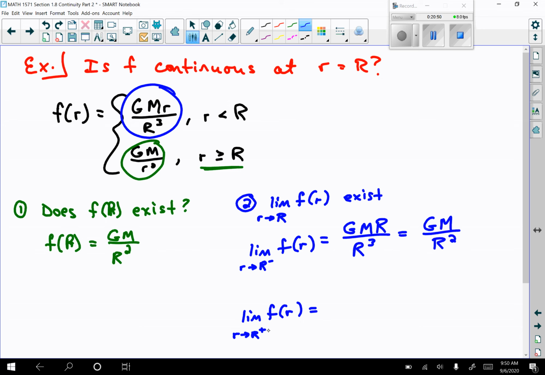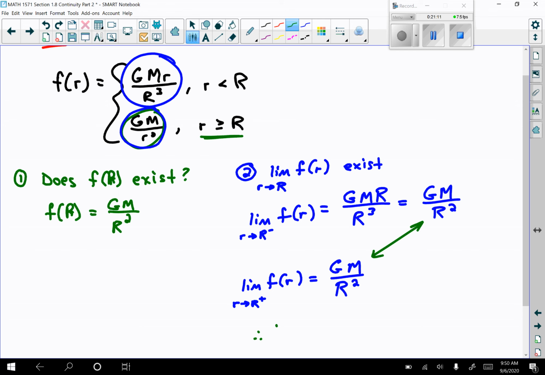And then the limit of f of lowercase r as lowercase r approaches capital R from the right means lowercase r is going to be greater than capital R, so I'm looking at the bottom one. So this will become GM over capital R squared. Now these two are equal, therefore we can say the limit of f of r as lowercase r approaches capital R is equal to GM over R squared.